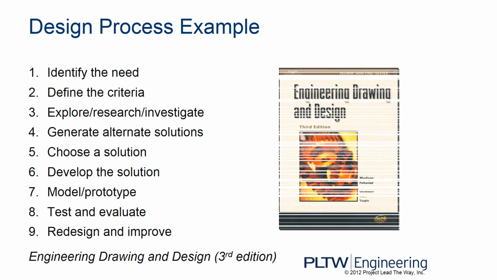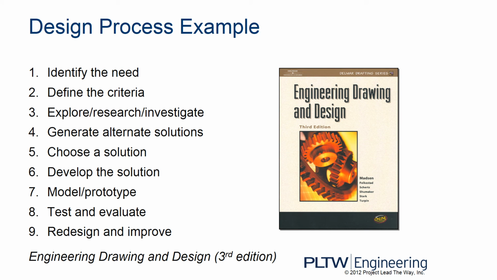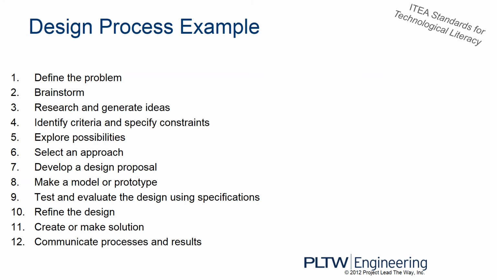Let's look at another one. Design process number 2. Engineering, Drawing, and Design, the 3rd edition. So we're identifying a need, we're making some criteria, we're researching, we are generating solutions, we're picking a solution, we're creating a model or a prototype, we're testing and evaluating, and we are redesigning or improving as needed. So that one has 9 items as well. Let's go to number 3.